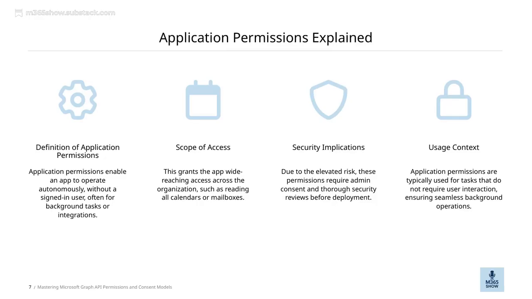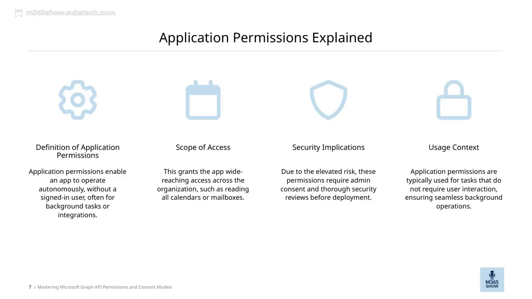Moving on to the scope of access, these permissions give the application extensive capabilities across the organization. For example, with the right permissions, an app could read all calendars or access mailboxes across the organization, so it's quite powerful. Finally, let's clarify what application permissions are.